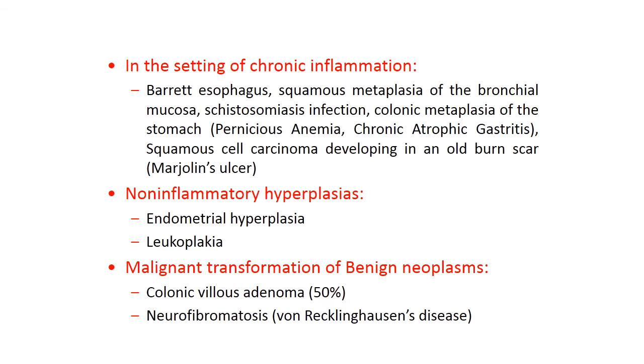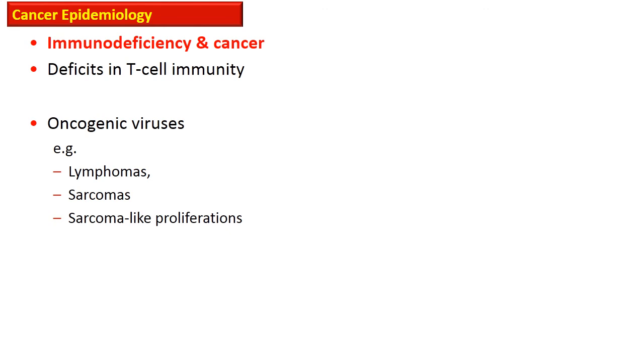von Recklinghausen disease. Cancer is also linked with immunodeficiency, especially deficits in T cell immunity. They are associated with the development of cancer because they predispose the person to infection by oncogenic viruses, which result in development of lymphoma, sarcoma, and sarcoma-like proliferations.